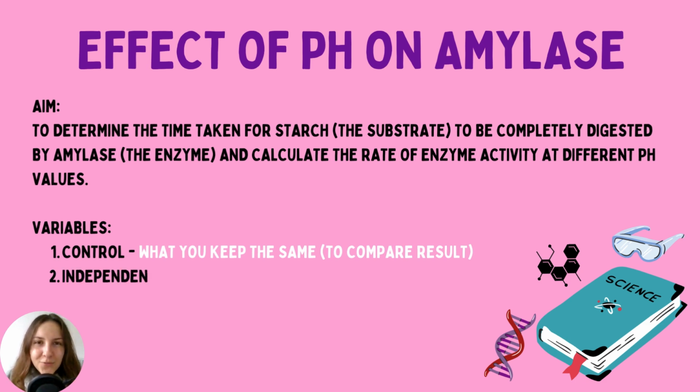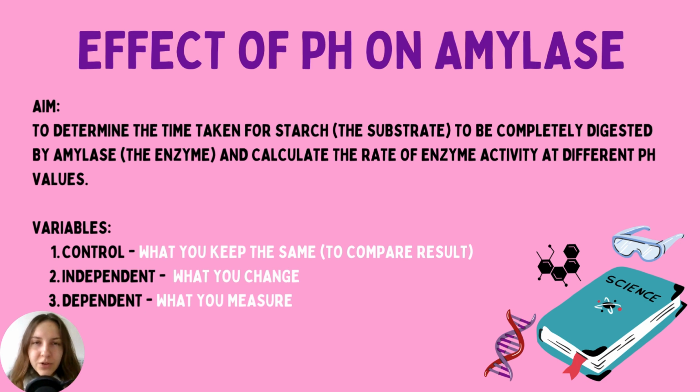Let's get into it. So, the practical is determining or investigating the effect of pH on amylase activity. It's really useful to know that amylase is an enzyme and the substrate that it is breaking down is starch. Starch can be broken down by amylase into a smaller unit called glucose. And we can actually calculate the rate of amylase activity and determine which pH it works best at in this practical. So it's a very fun practical, very interesting one as well.